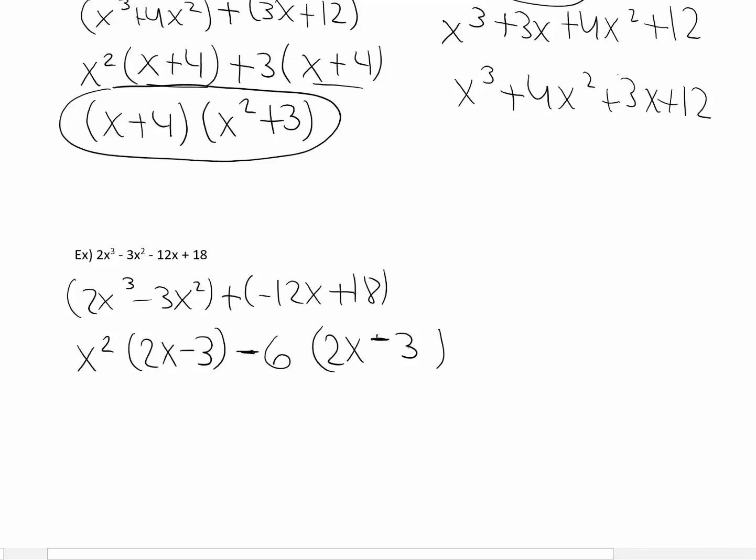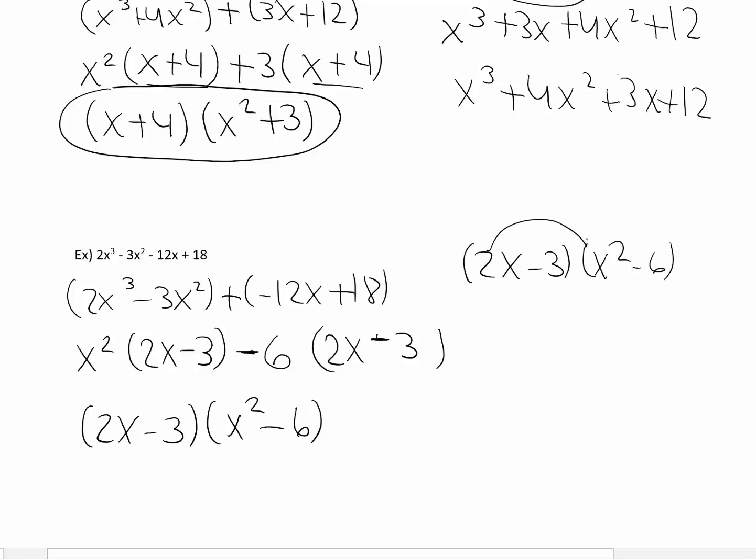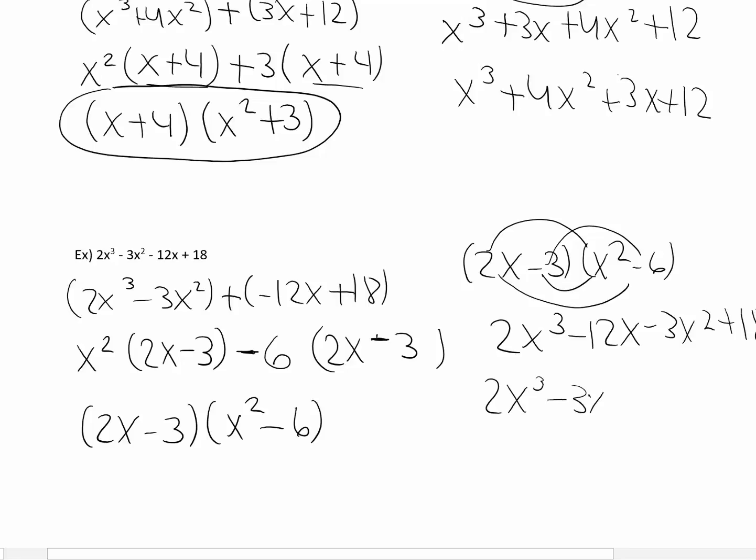Now again, notice both of these terms have a factor of 2x minus 3, so I can factor that out. That leaves me with x squared minus 6. So let's try to multiply this on the side. Rewrite it in descending order. And we have the same original problem here.